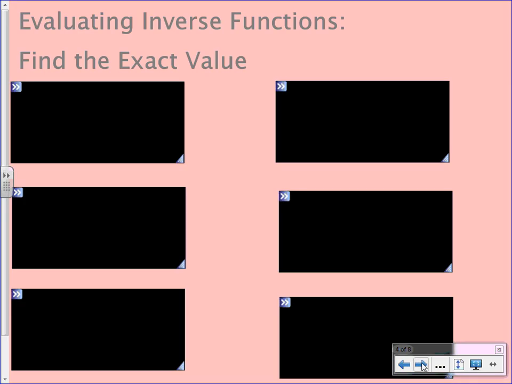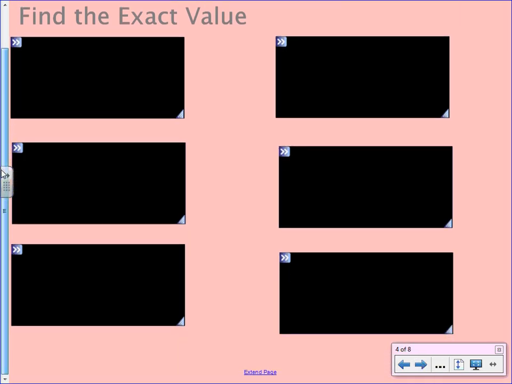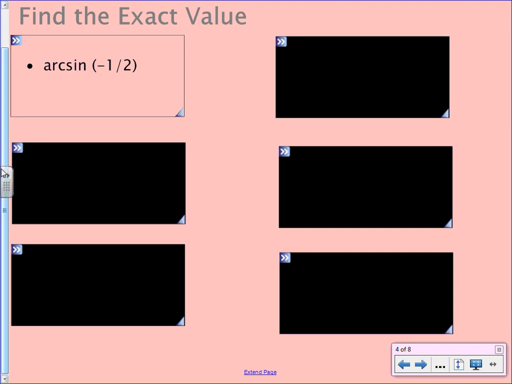Okay, I'm going to be Vanna White here. I'm going to go ahead and choose the first one. We're going to do this one first.